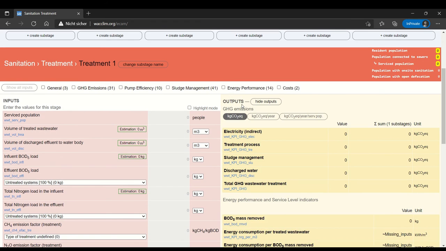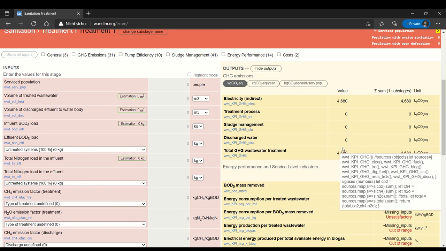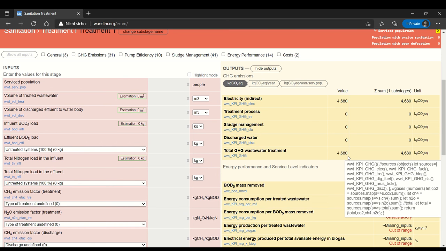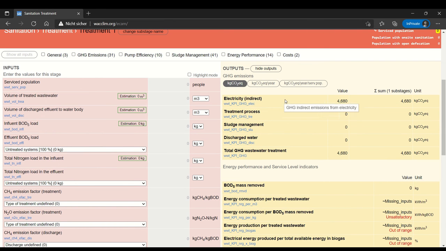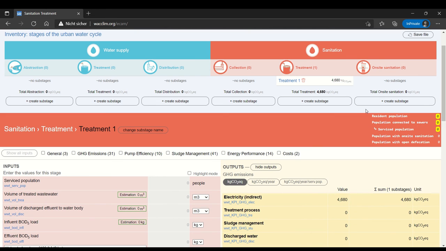You can also show outputs immediately, which then lets you see the results as you go. For example, if we enter some energy consumed from the grid and also an emission factor, then we can already see that the outputs start changing. There's also the option to change the units of the outputs here. You can create as many substages as you'd like, or also only one substage. So if there's only one treatment process that you'd like to evaluate, then that's fine.